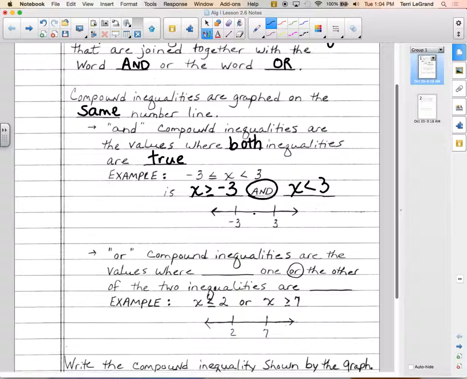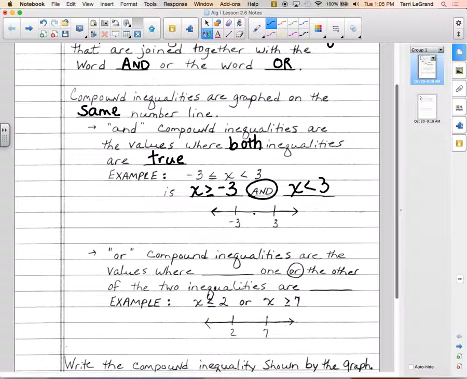Morgan? Positive 1. Positive 1 is in between here too. Is positive 1 greater than negative 3? Yeah. Is positive 1 less than 3? Yeah. Okay. Christian? 0. Does 0 satisfy both of them? Yeah. Is 0 greater than negative 3? Yeah. Is 0 less than 3? Yep. And again, 0 is in between these two, isn't it?